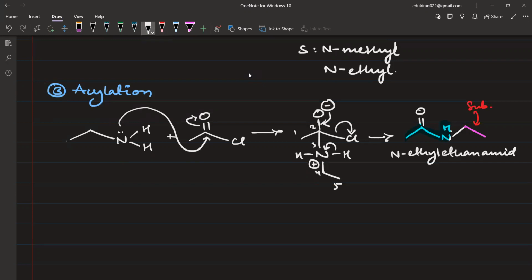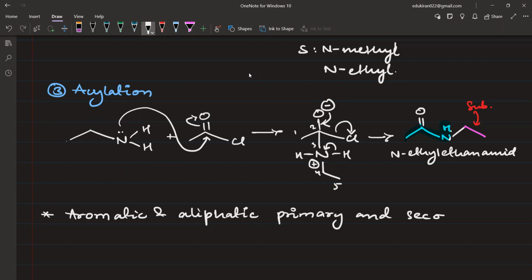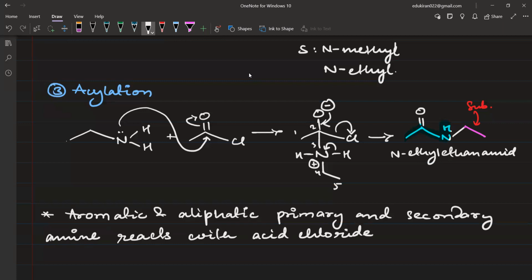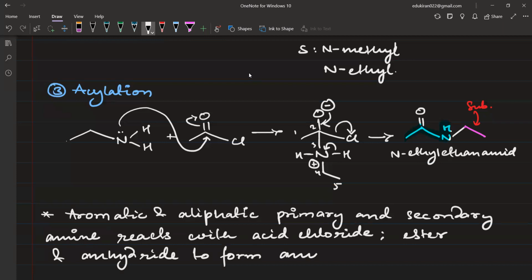Similar reaction is shown. Please write here: aromatic and aliphatic primary and secondary amines react with acid chloride, ester, and anhydride to form amides.